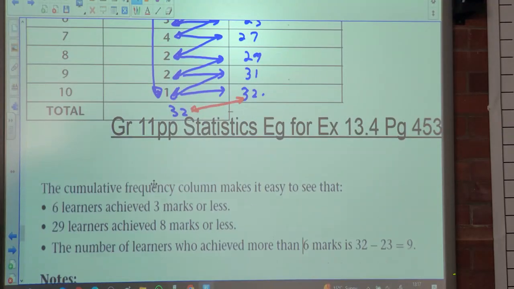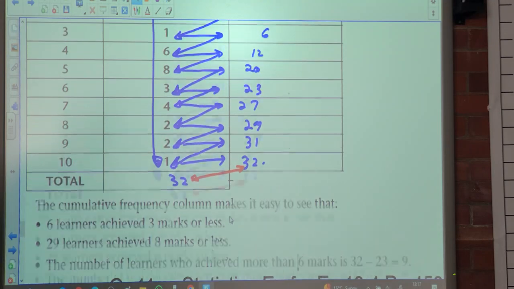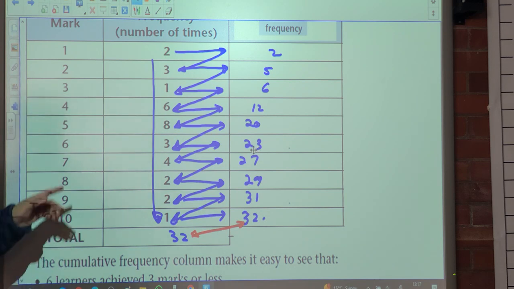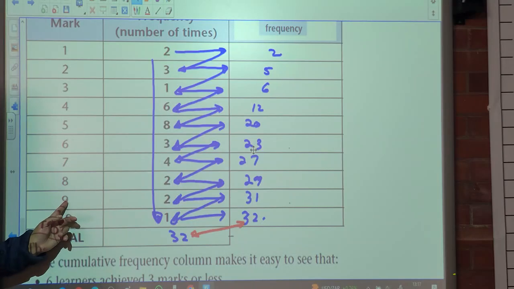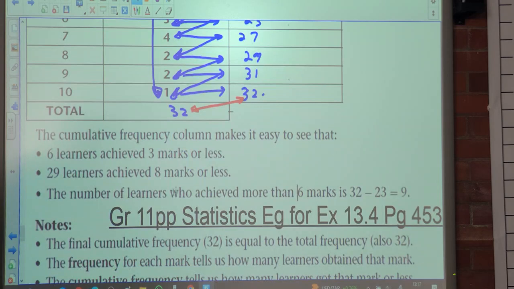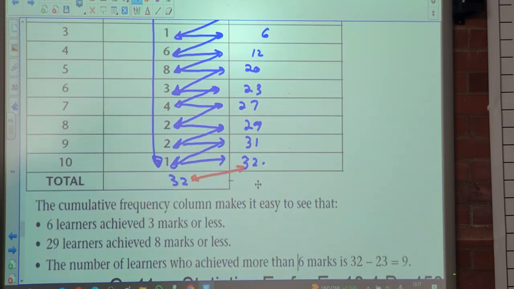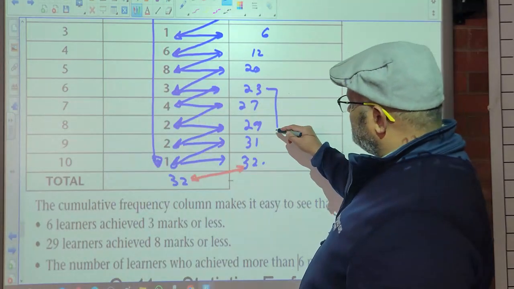The next question said, okay, now we are told the cumulative frequency column makes it easy to see that 6 learners achieved 3 marks or less. Can you see that? That means you're saying 23 people scored a mark of 6 or less. 31 people scored a mark of 9 or less, or so on and so on. Alright? 29 achieved 8 marks or less. The number of learners who achieved more than 6. So more than 6, it's going to be this here. Not so.